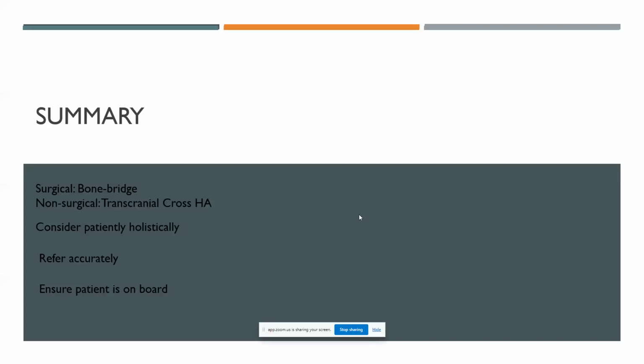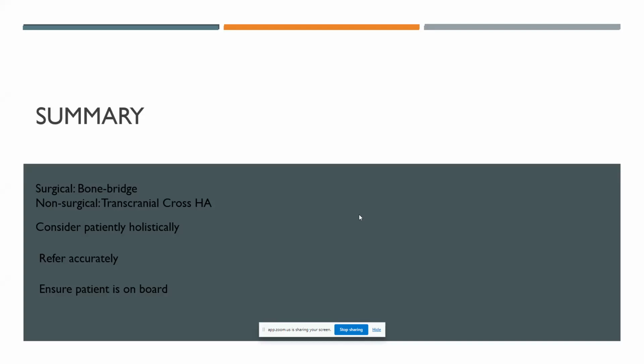To summarize everything at the end of my talk, we have the surgical option, which is the bone bridge, and we have a non-surgical option here at Groote Schuur, which is the transcranial cross hearing aids. These devices are both very limited. We only get about 5 a year. So this is also why the criteria itself is very strict.